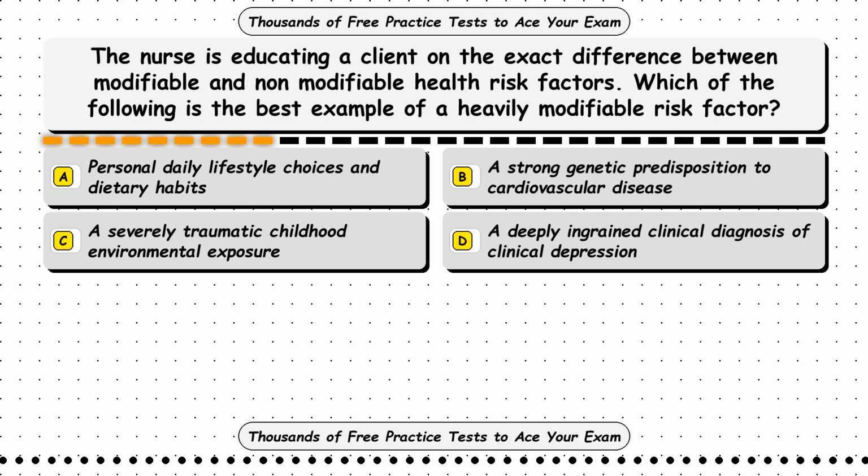Question 154. The nurse is educating a client on the exact difference between modifiable and non-modifiable health risk factors. Which of the following is the best example of a heavily modifiable risk factor?